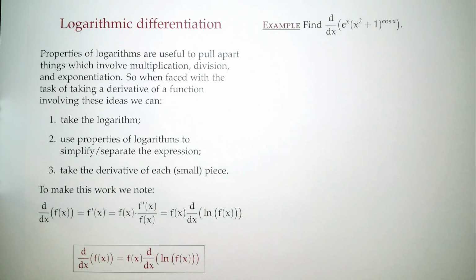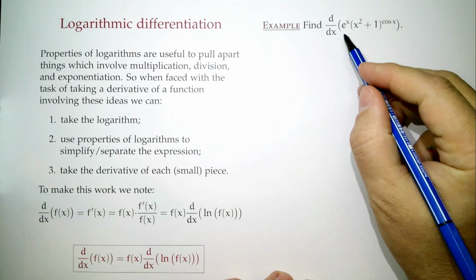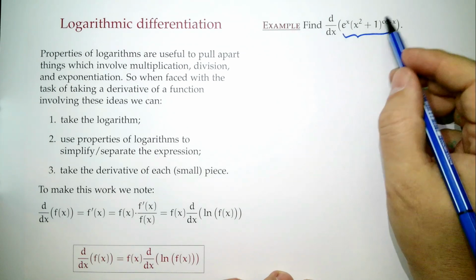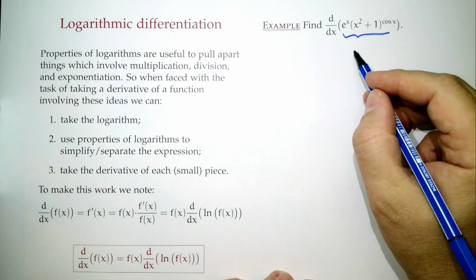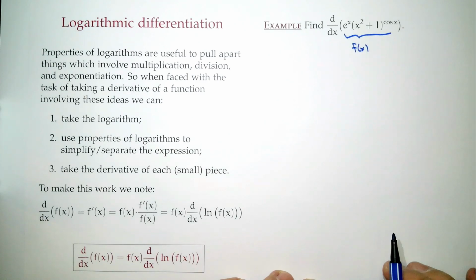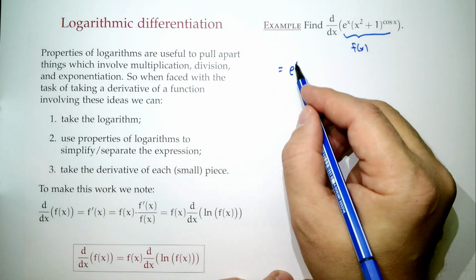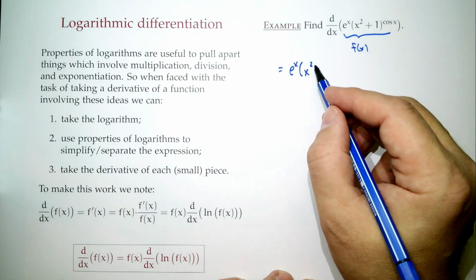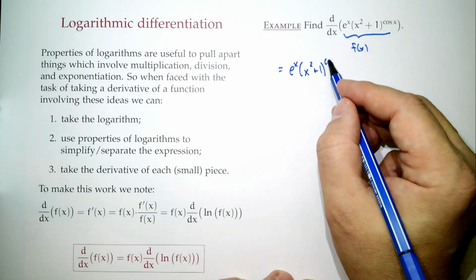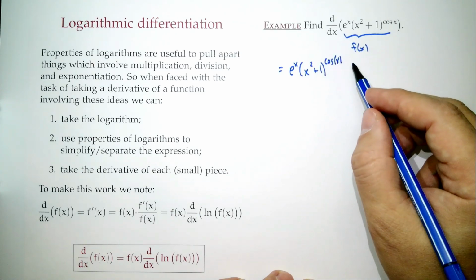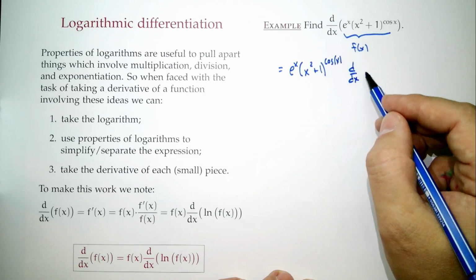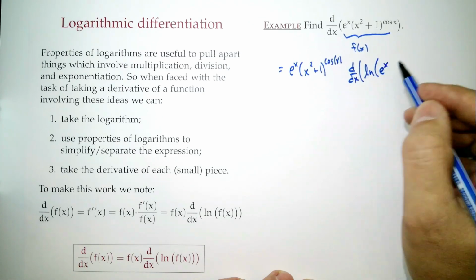Well, suppose I want to take the derivative of e to the x times x squared plus 1 to the cosine of x. What can we do? Well, this looks complicated, but it's a bunch of stuff multiplying and weird stuff in exponents. So I say this is geared for logarithms to make it easier. So we're going to think of this as our f of x. According to the rule, this would be our original function, e to the x times x squared plus 1 to the cosine of x, times the derivative of natural log of my original function.